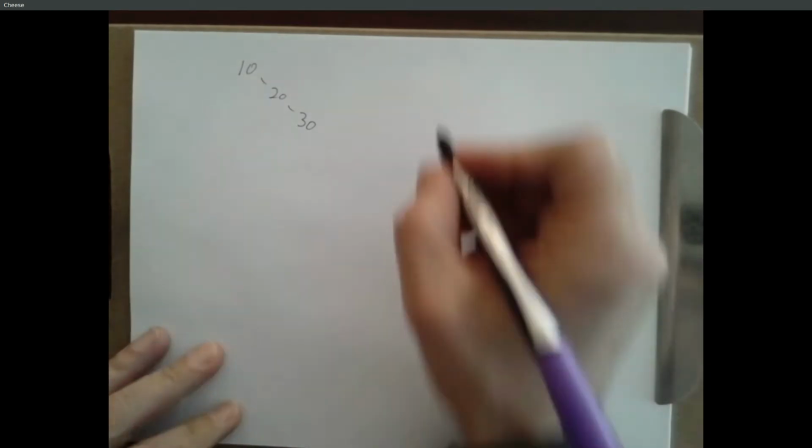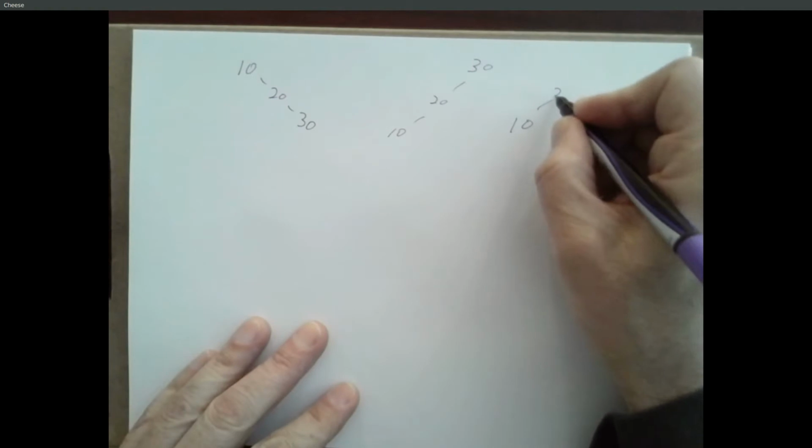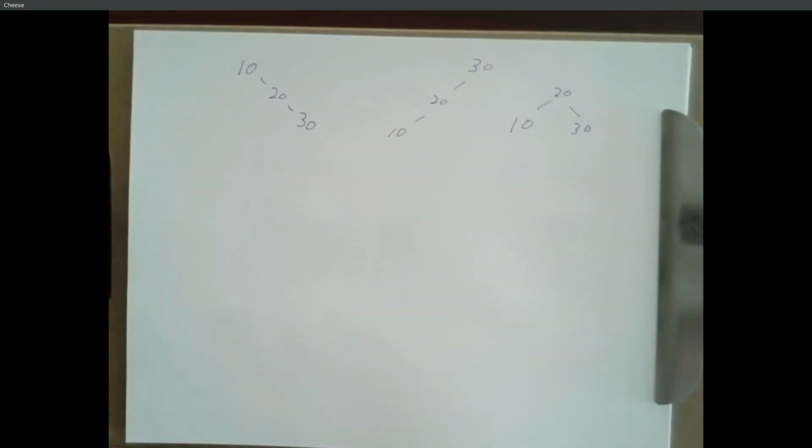All right, let's talk about balance. So there's a binary search tree containing 10, 20, and 30. There's a different binary search tree also containing 10, 20, and 30. Here's a third binary search tree containing 10, 20, and 30. Actually, I think those may be the only 3 BSTs containing those 3 numbers.